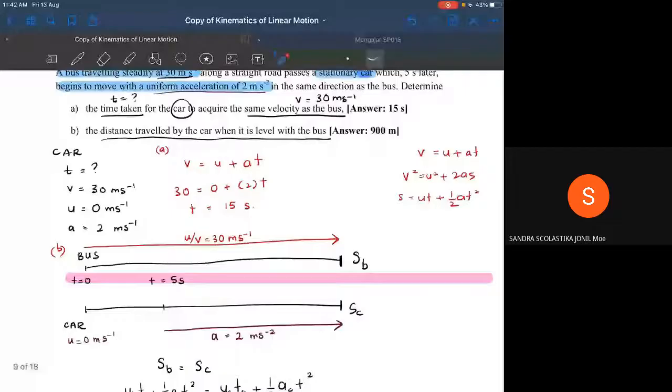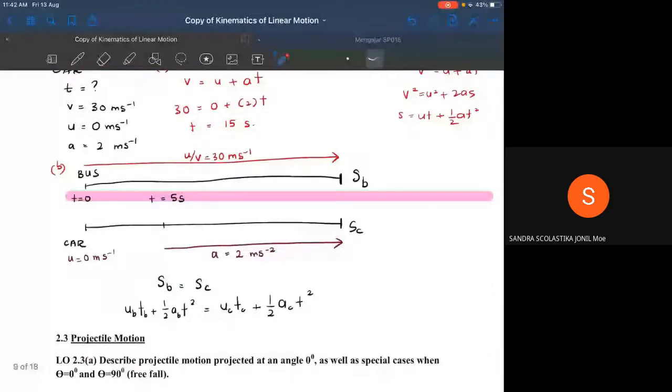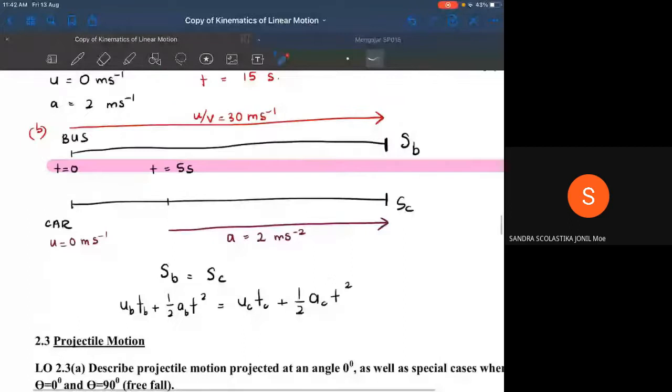Distance travelled by the car when it's level with the bus, right? It means the distance of the car equals the distance of the bus. So we put in the formula: ut plus half at square, ut plus half at square. But did you notice Miss didn't put the time, Miss didn't denote it as TB or here as TC, because the time is the same.